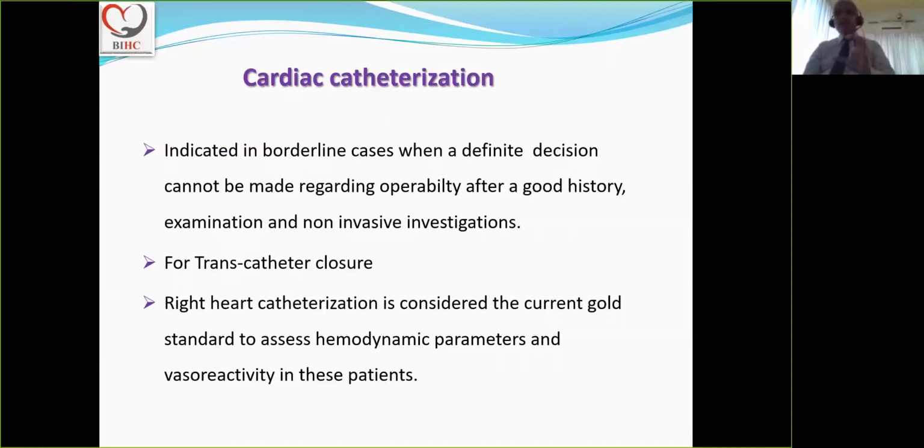And this right heart catheterization is the gold standard to assess hemodynamic parameters and vasoreactivity in babies with large VSD. All that we mean is, in older children, a large VSD may require a cath, but it is very important to use your clinical parameters before you rely on the cath data. And these are the circumstances when a cath is done.